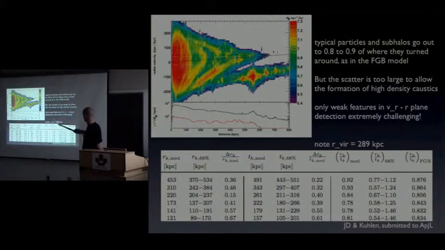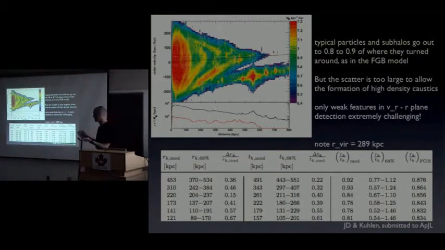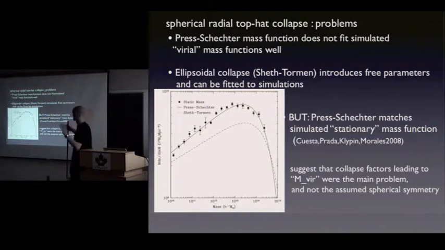Okay, another thing to note is that the first caustic is at 450 and the second is at 310. That's both beyond what's typically considered the halo. It's beyond the virial radius. The typical fraction of the turnaround radius that an individual subhalo reaches is pretty close to what the model predicts, around 90% for the first orbit and somewhat smaller for things that did a couple of orbits. So that really means that the halo is more than just what's within the virial radius. A lot of the mass is actually found beyond the virial radius.